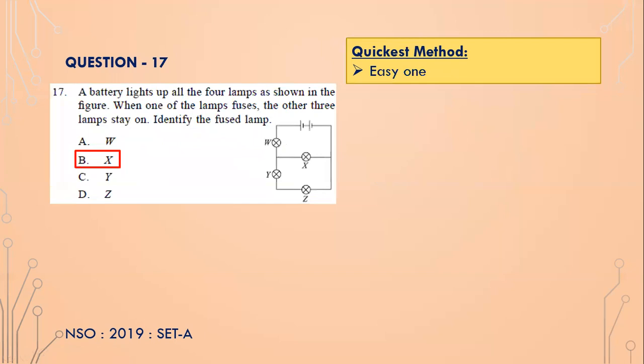A battery lights up all the 4 lamps as shown in the figure. When one of the lamp fuses, the other 3 lamps stay on. Identify the fused lamp. A very easy question. Which of the lamps, when it fuses, the circuit will still be closed? X, isn't it? Even when X fuses, the other lamps will continue to glow because this circuit is still closed. Even if this circuit is open when X fuses, the other circuit will still be closed.